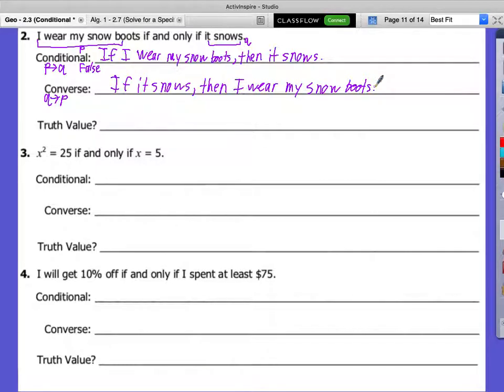I don't know what Mason actually feels about snow boots. I haven't talked to him about this, okay? But he might be like, I think they're dumb and stupid. So if it snows, I'm not going to wear my snow boots. For him, that might be false, okay?